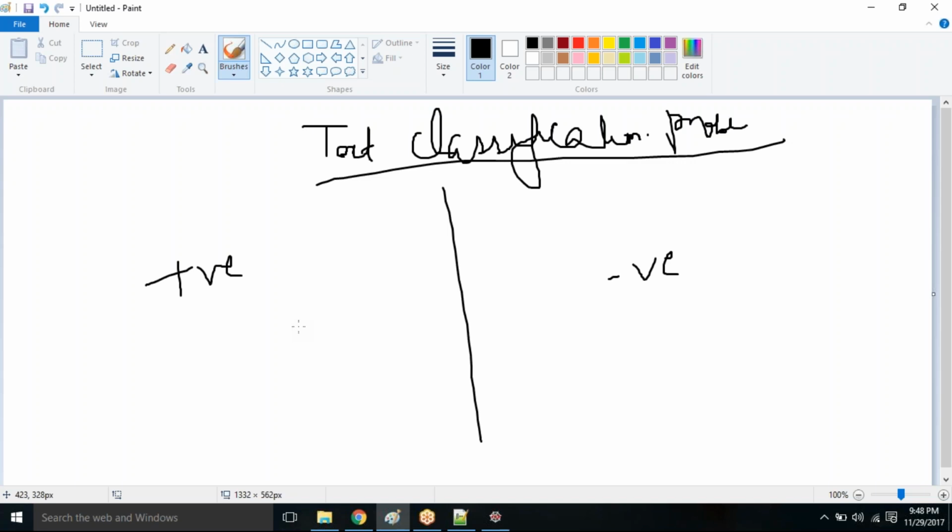out of 5, and the negative ones are those for which the reviewer has given 2.5 or below. So basically we are not considering 2.5 to 3.5; between that we are not considering.